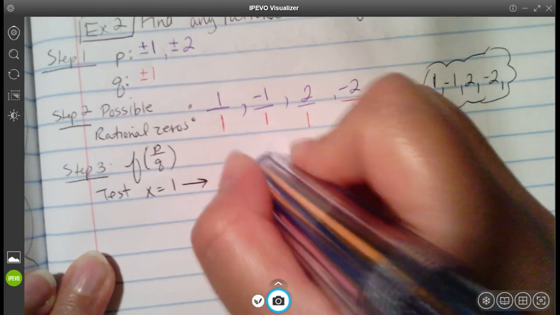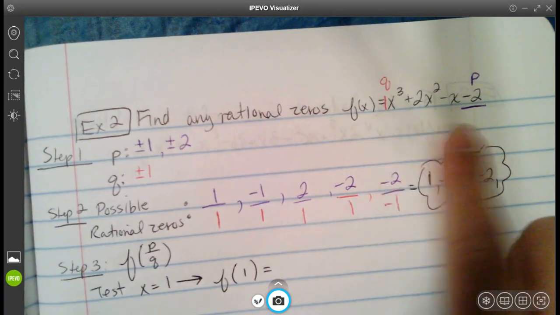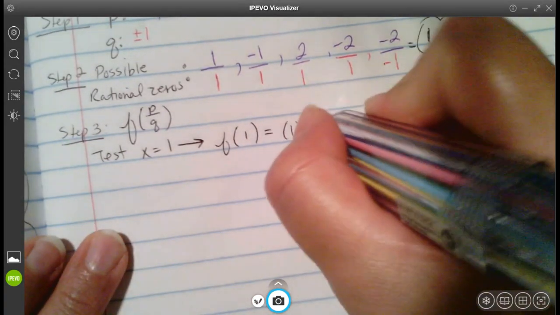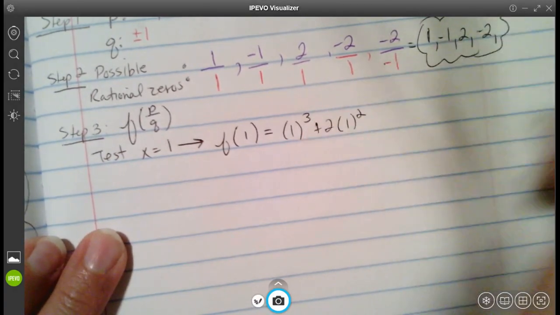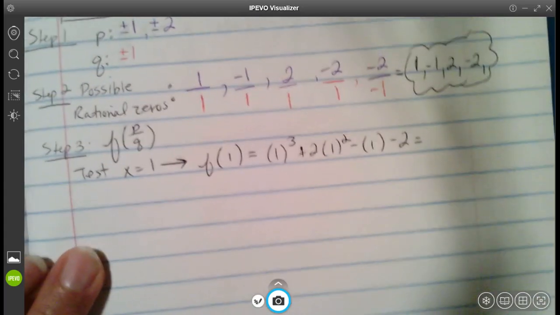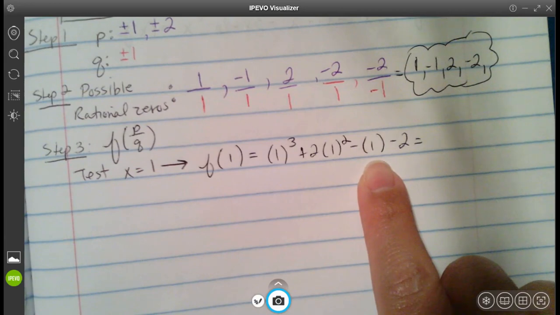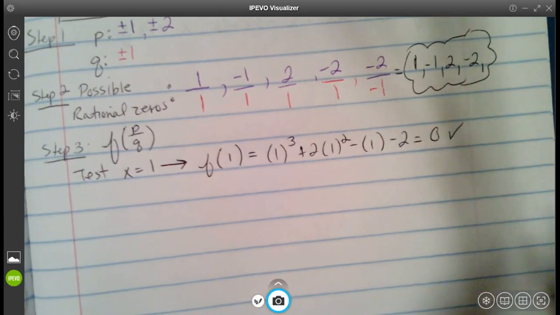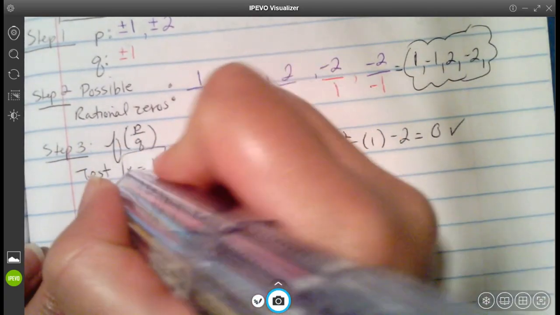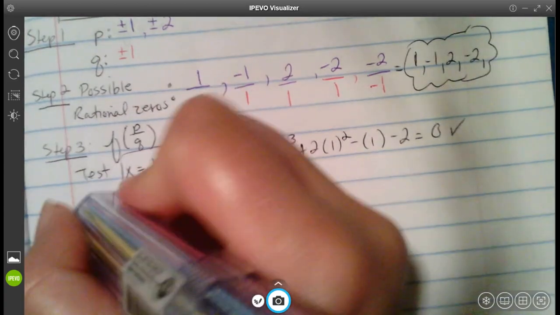So f of 1, and all I'm going to do is plug this into my original function up here. So 1 cubed plus 2 times 1 squared minus 1 minus 2. And that's going to give me 1 plus 2 is 3, 3 minus 1 is 2, 2 minus 2 is 0. So woohoo, we already found one. This means that x equals 1 is a 0. So we found one. Let's test another point.